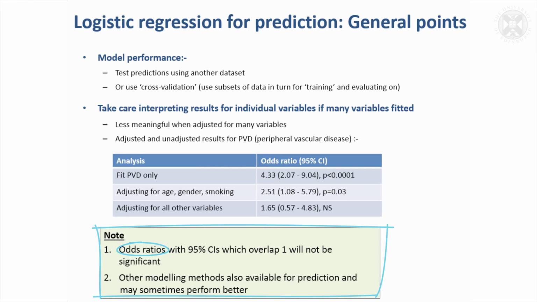And so it's only the last one, where we adjusted for absolutely everything, that our confidence interval now overlaps 1. It's quite wide, and we've got a non-significant result to go with that. So that's just to show we've got a similar analogy between confidence intervals and significant results, even when doing logistic regression.